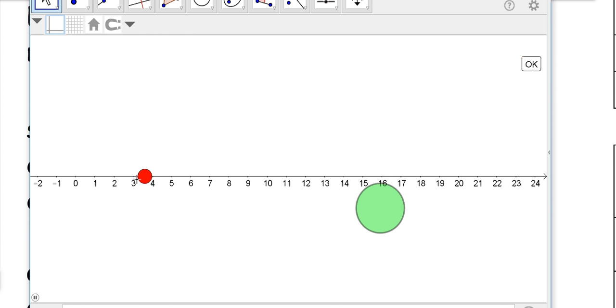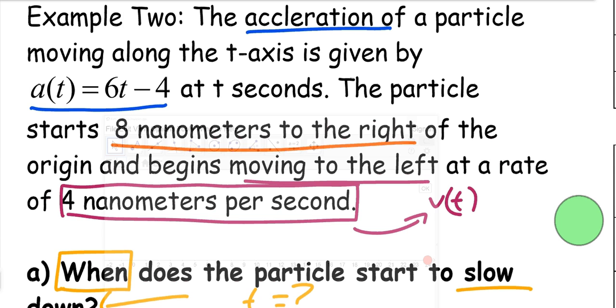Watch this. So again, it starts moving to the left, right? And it has its own movement going on. You can see it goes all the way to the origin, then it starts moving back to the right. Then it goes way to the right to 24, and it looks like it stops there. We can run this simulation multiple times. And again, question 1 is asking, when does this particle start to slow down? You might be able to see that by watching it. But certainly we need to do the math to figure out at what point in time t it started to slow down.